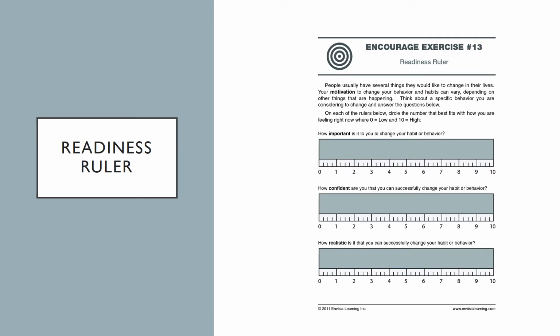So the readiness ruler is a tool that can be used, and it's basically a graphic, or you can just ask it as a scale that can be used to help someone gauge where they're at in terms of their readiness to change. And so you can see that there's 3 questions here that you can utilize. The first one says, how important is it to you to change your habit or behavior? And then they can rate that on the ruler or on the scale from a 0 to 10. 0 being not important, 10 being very important.